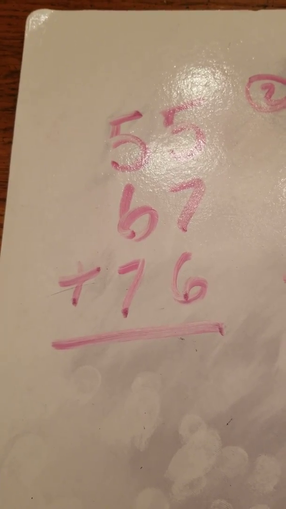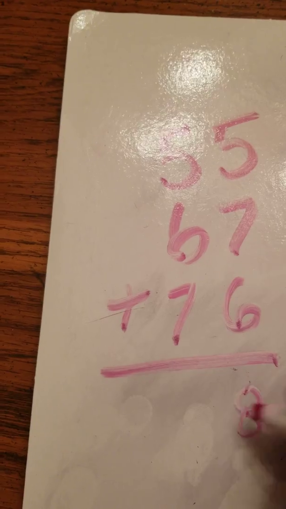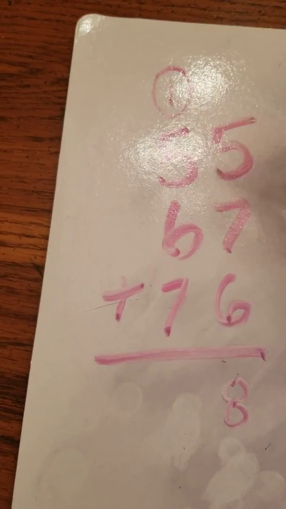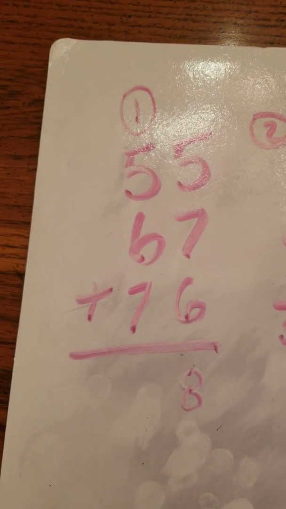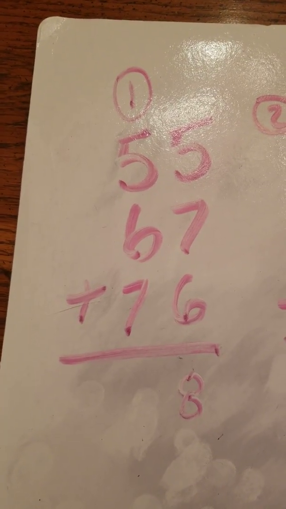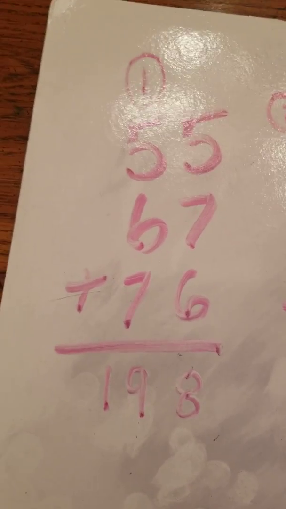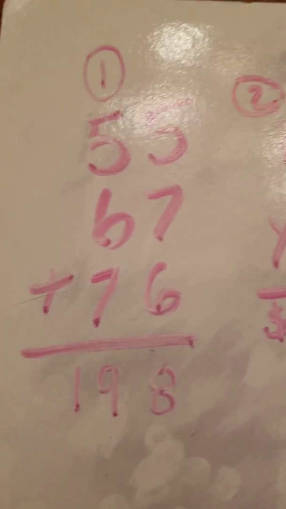5 plus 7 is 12. 12 plus 6 is 18. We're going to write down our 8, regroup our 1. 1 plus 5 is 6, plus 6 is 12, plus 7 is 19. So we're going to write down our 9. So we had 198 whoopee cushions.